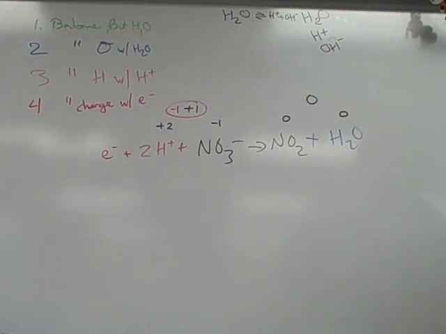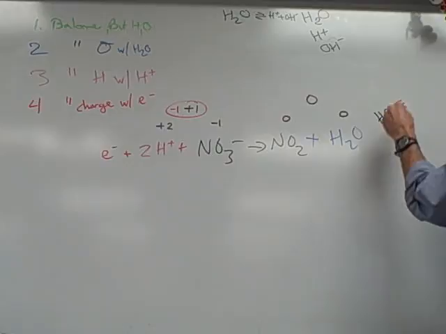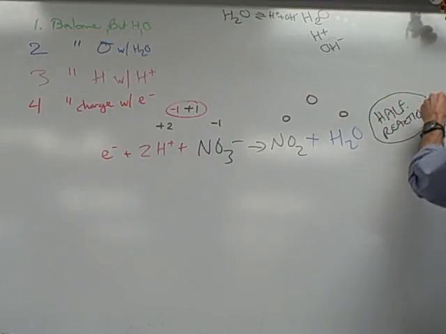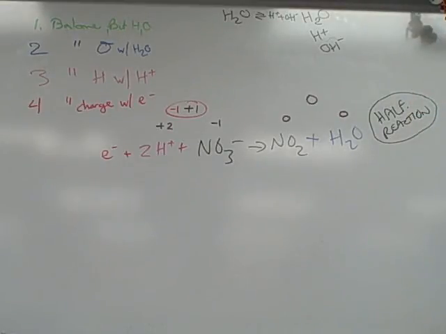Okay? So now we have what's called a half reaction, done. Why is it only half a reaction? Where did we get the electron?